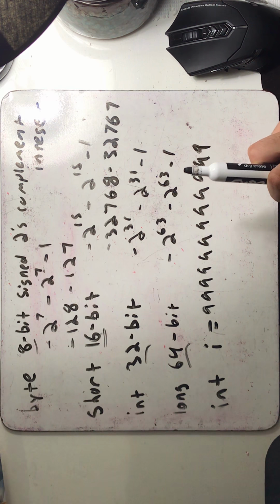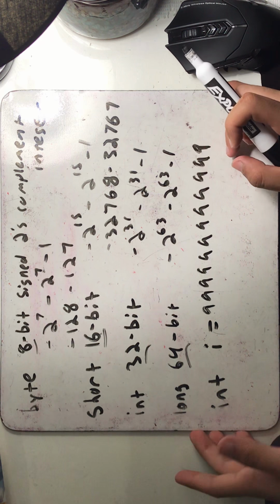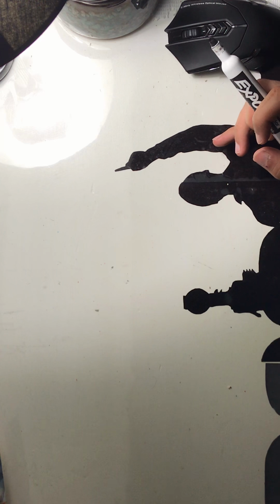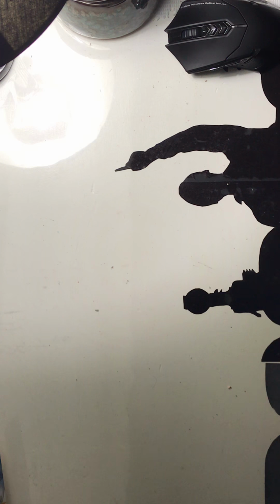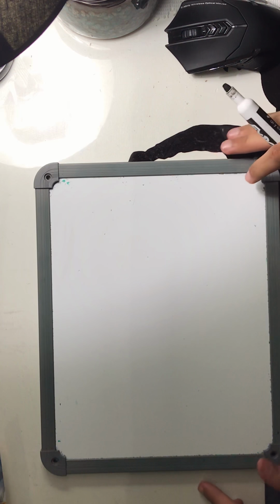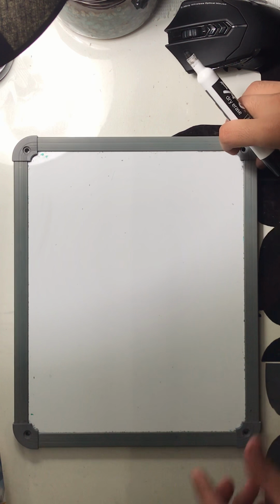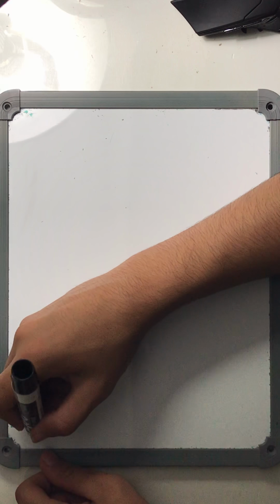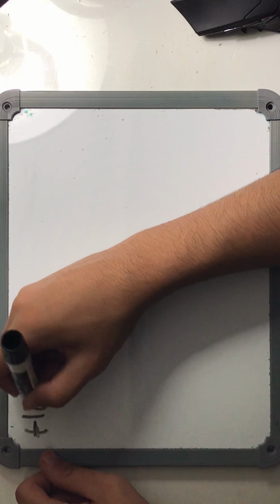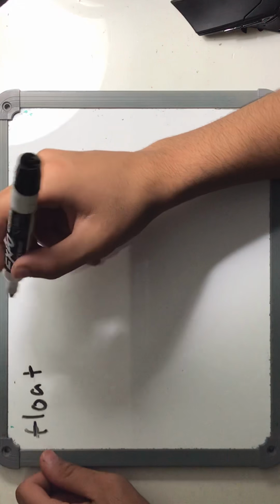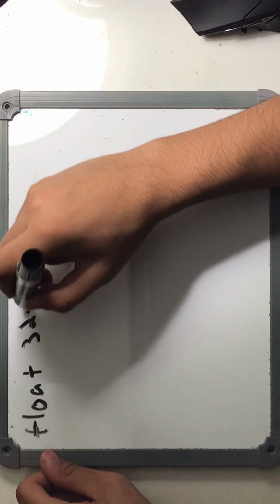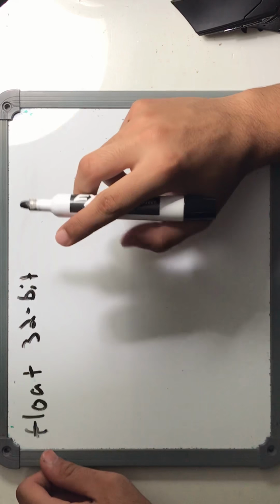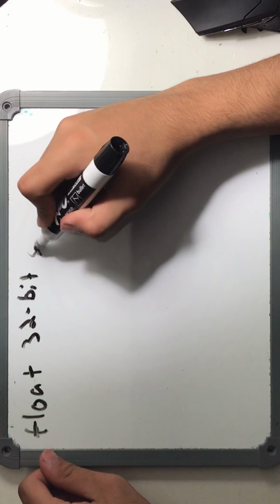The next data types, which are floating point data types, let me get another whiteboard here, are going to be a float and a double. Let me zoom in. There we go. So a float is a 32-bit signed floating point number.